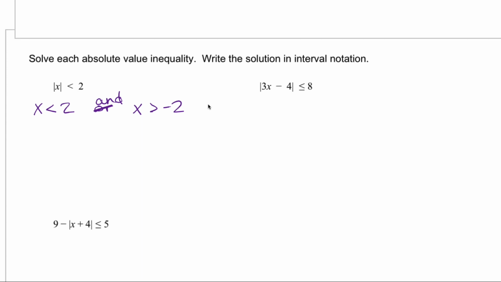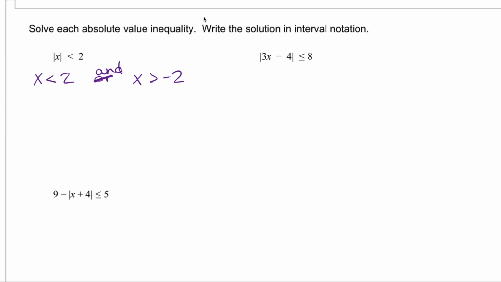So coming back down to our example problems, we can set it up like this. We know that we want to join those and put an and, or we can consider that the absolute value of x less than 2 means that x needs to be between 2 and negative 2. Which means that graphically, if we were to look at that on a number line, all the values that are less than 2 and yet greater than negative 2, we would come up with that solution in interval notation.